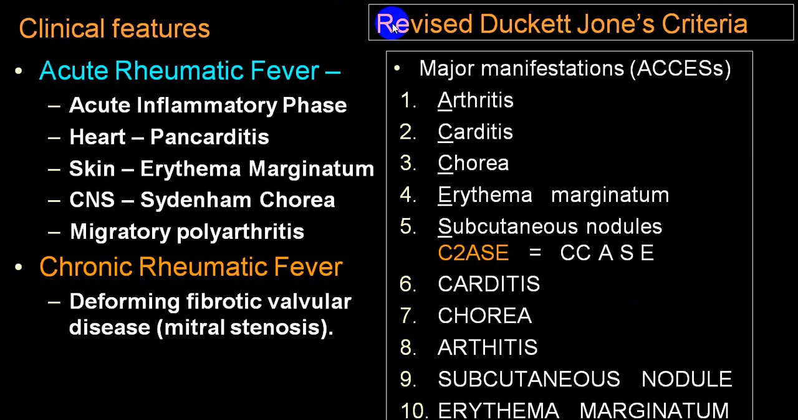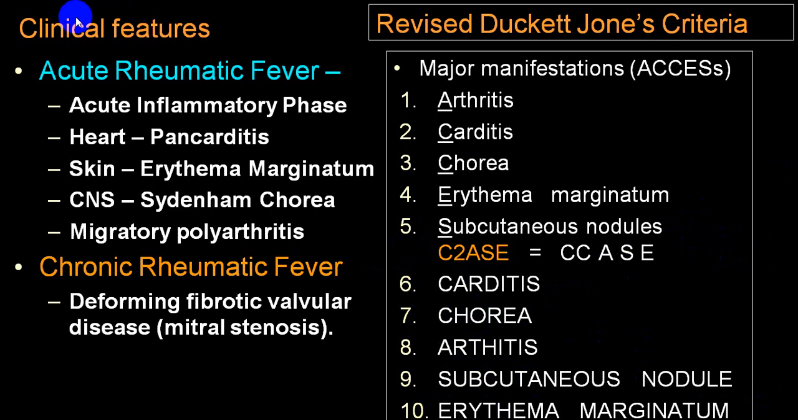These are called revised Jones criteria. We have already mentioned these are the 5 major criteria, and these are minor criteria which you can put forward. All these criteria are there. That is arthritis, carditis, chorea, erythema marginatum and subcutaneous nodule. There is another way of remembering: carditis, chorea, arthritis, subcutaneous nodule and erythema marginatum. This is the way you can remember.